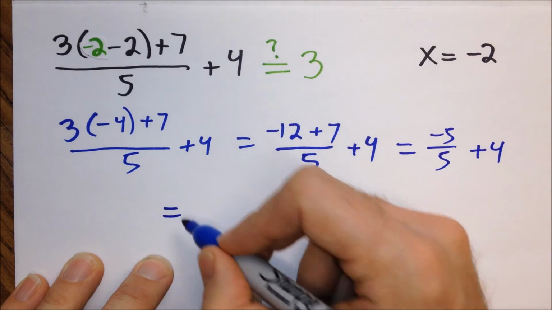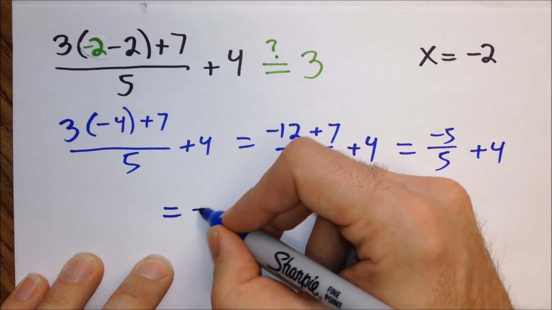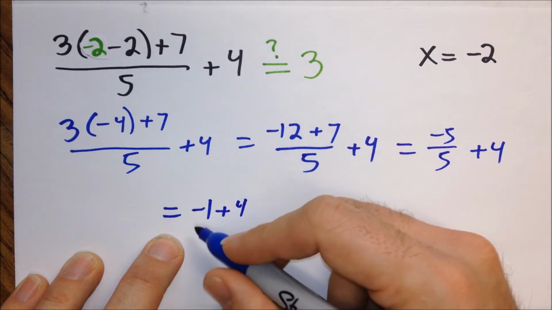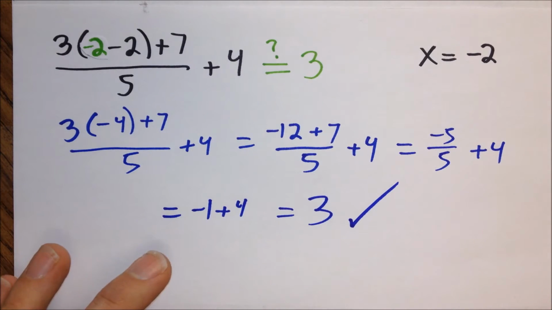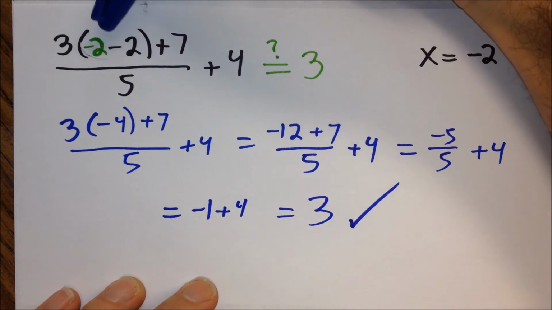Let's jump down to the next line. Negative 5 over 5 is negative 1 plus 4. Negative 1 plus 4 is 3, and I'm going to put a big check mark because that means we got the answer that we wanted to get. We placed our answer in.